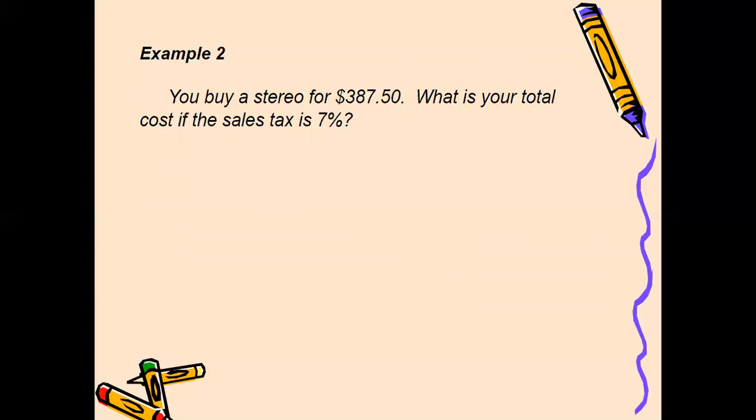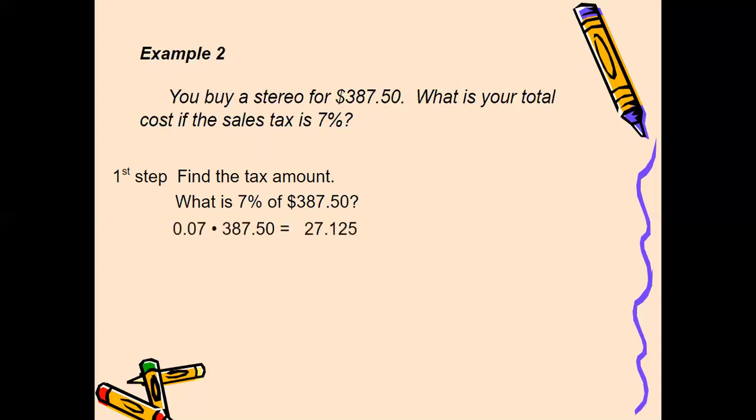Example 2 reads as such: you buy a stereo for $387.50. What is your total cost if the sales tax is 7%? Well, we're going to follow the same exact steps we followed in the first example. We're going to find the tax amount. In order to do that, I need to figure out what is 7% of $387.50.